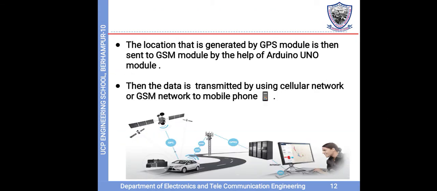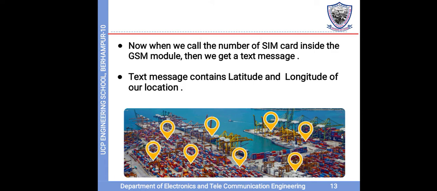The location that is generated by GPS module is then sent to GSM module by the help of Arduino UNO module. Then the data is transmitted by using cellular network or GSM network to mobile phone. Now when we call the number of SIM card inside the GSM module, then we get a text message. Text message contains latitude and longitude of our location.